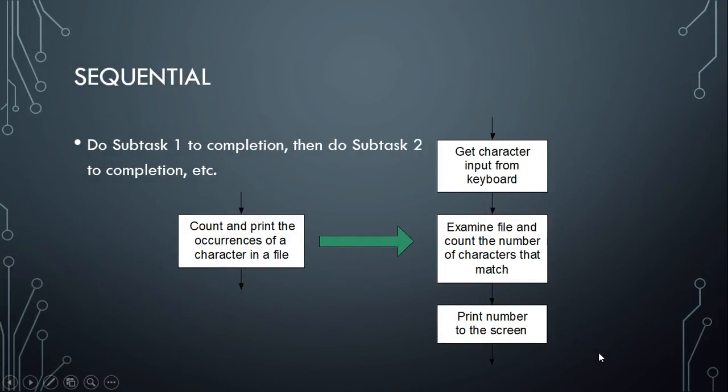So if it's sequential, what you do is you do subtask 1 to completion, then you do subtask 2 to completion, and so on and so forth. So in this case, you're going to count and print the occurrences of a character in the file. Then you're going to get character input from a keyboard. You're going to examine the file and count the number of characters that match, then print the number to the screen. Sequential means that you're going step 1, step 2, step 3, step 4, step 5. You're just simply going through a sequence.